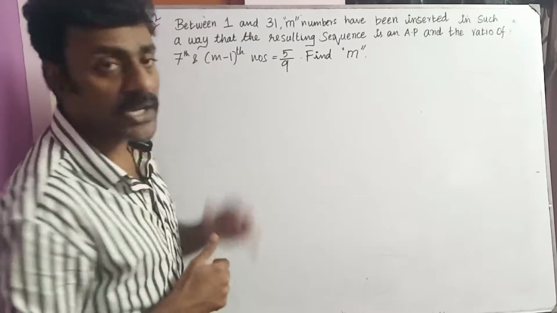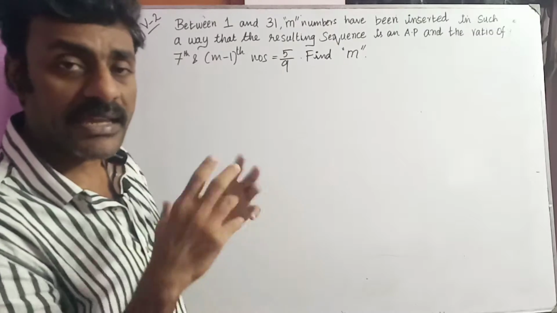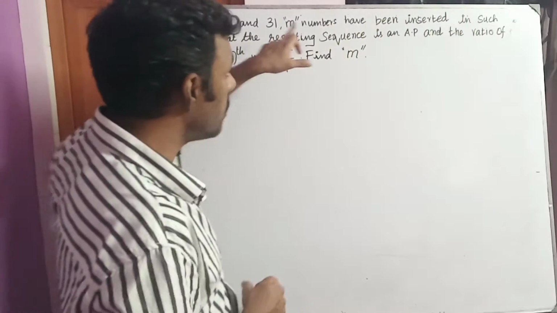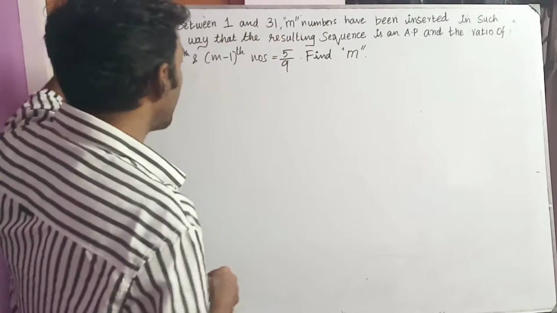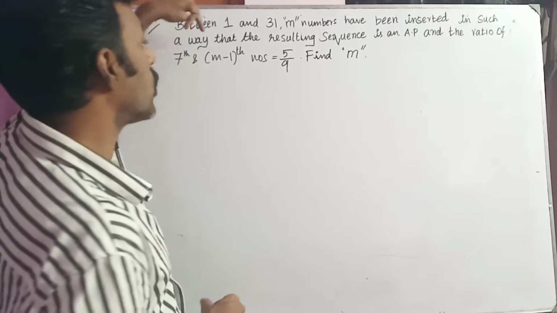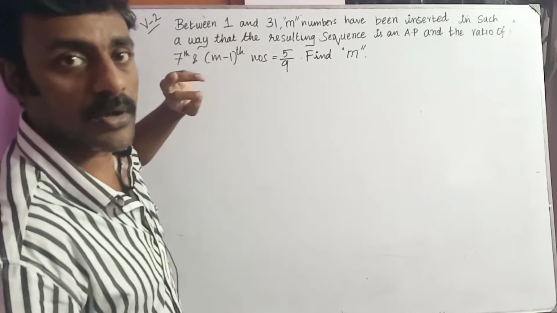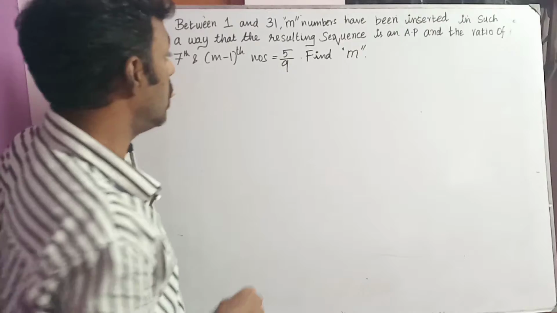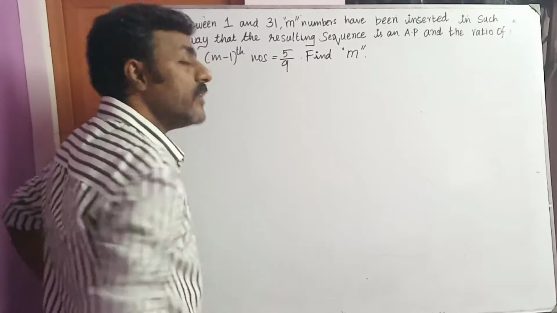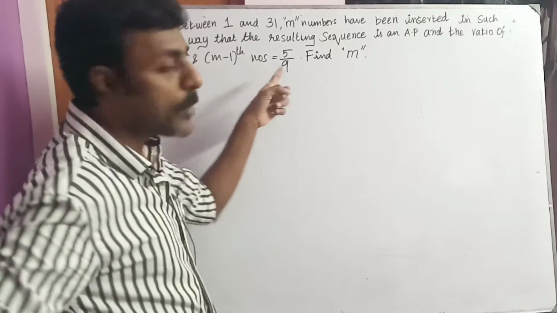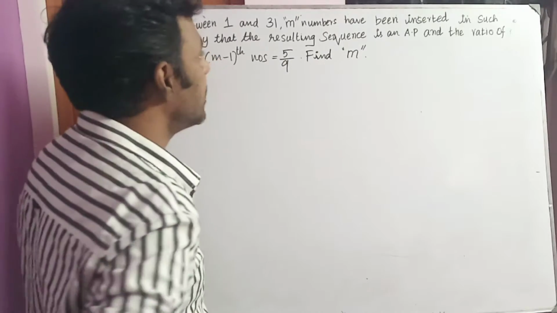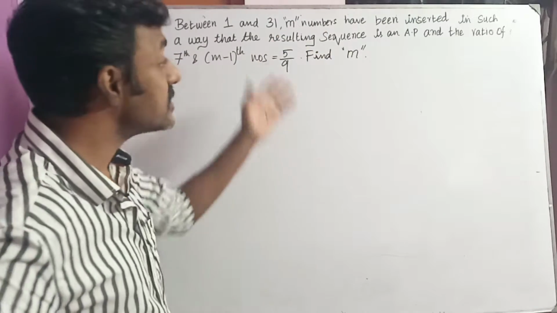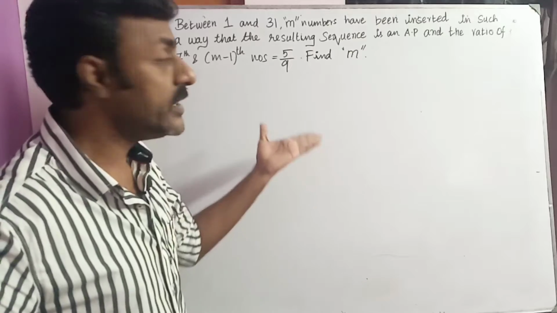So the 7th and (m minus 1)th numbers are numbers that are being inserted between 1 and 31, because they have told that m numbers have been inserted. So from 1 to 31, you have the 7th number, and you also have the (m minus 1)th number. If you take the ratio of the 7th number and the (m minus 1)th number, the value of the ratio will be 5 upon 9. Now, since they have inserted m numbers, they are asking the value of m. So our duty is to find the value of m.